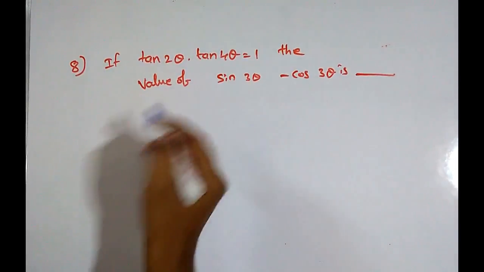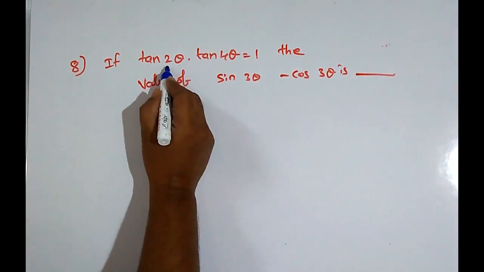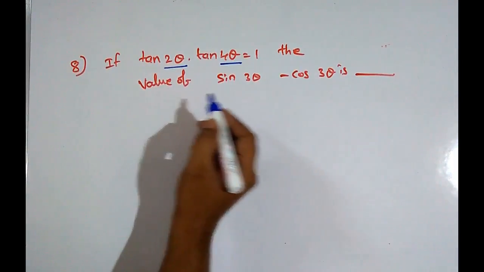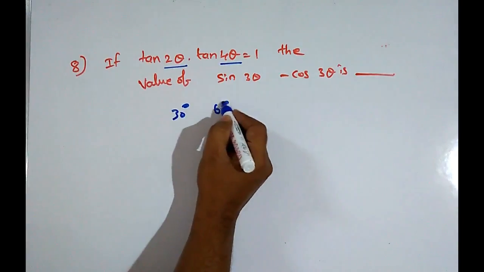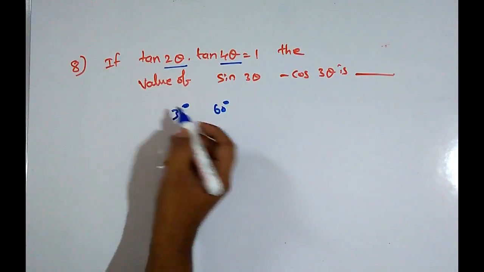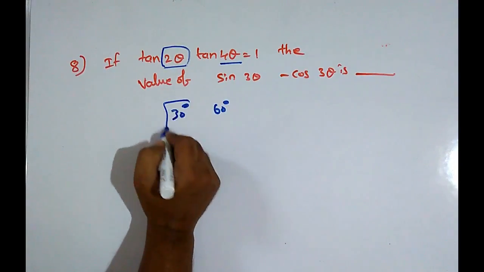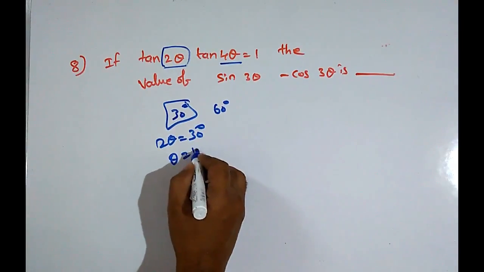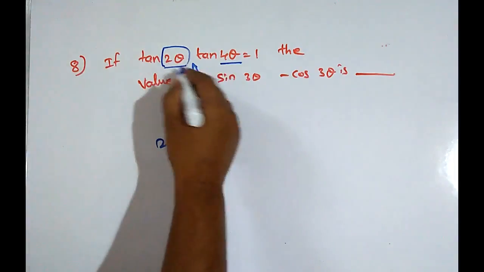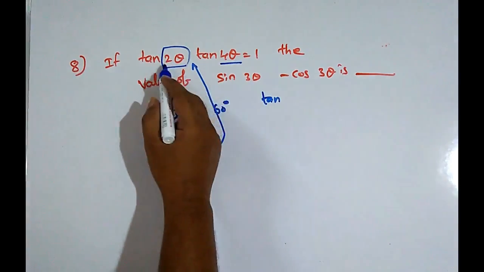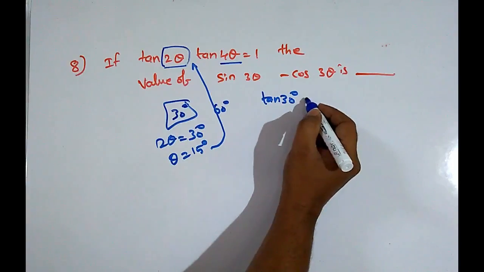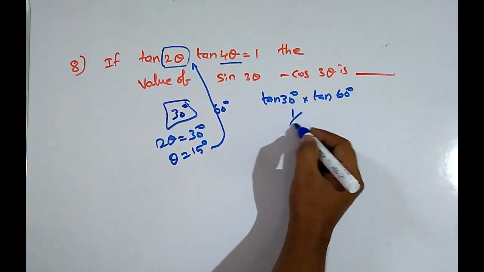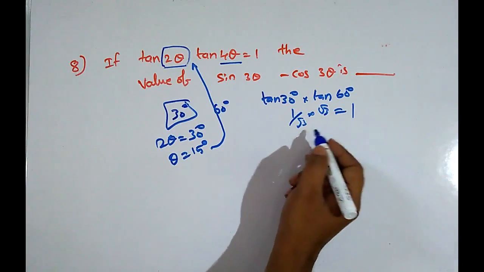Here is a similar kind of problem. Here you can see tan 2 theta into tan 4 theta equals 1. We know the 30 degrees and 60 degrees values of tan theta are reciprocal, but we are given 2 theta here. So we equate 2 theta equal to 30 degrees, that is theta equal to 15 degrees. If we substitute, tan 2 into 15, that is 30 degrees, into tan 4 into 15, that is 60 degrees. Again 1 by root 3 into root 3, we are getting 1, friends.